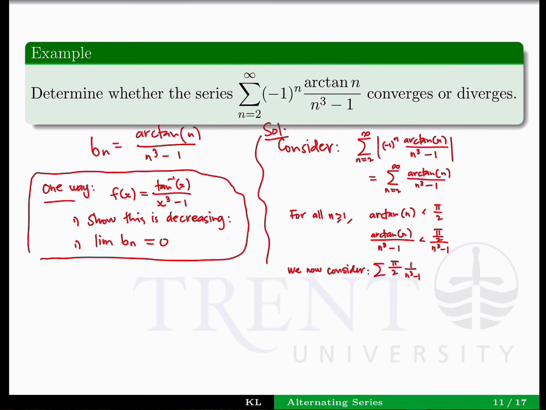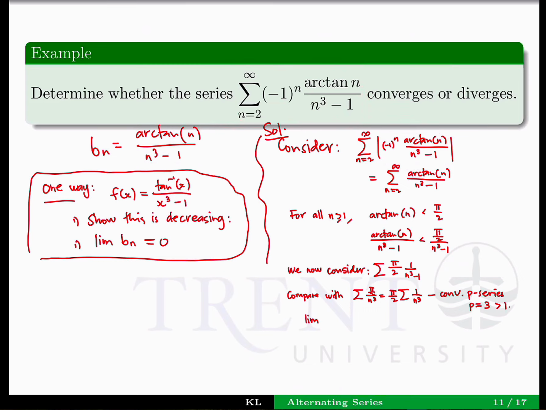But this one here, we can compare with the sum of pi over 2 over n cubed. Pi over 2 times the sum of 1 over n cubed. And this is a convergent p-series, p equals 3 greater than 1. Right? Convergent p-series.